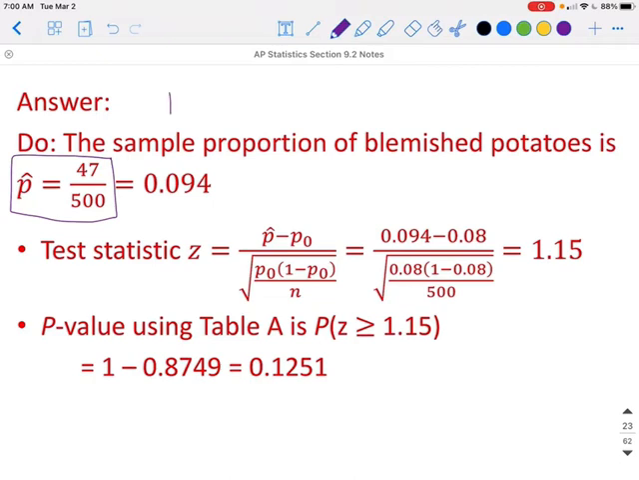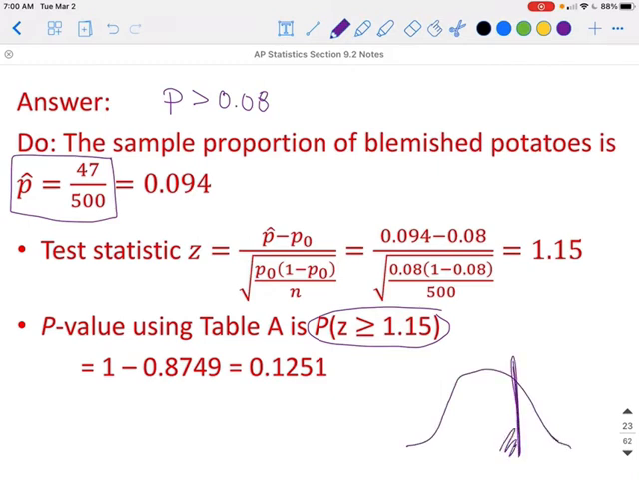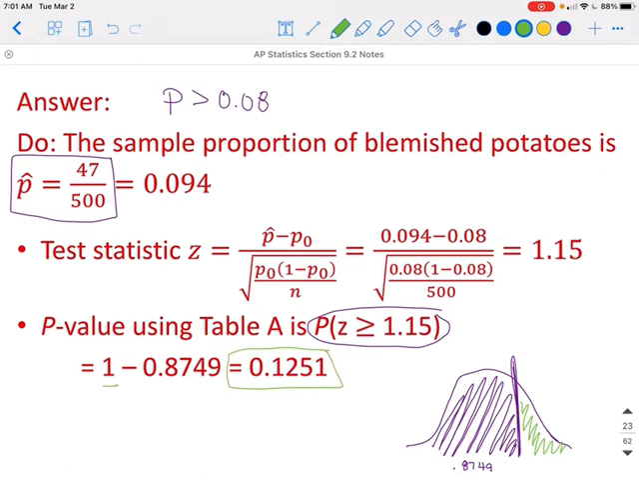Now we are looking for the alternative, which is p is greater than 0.08. So we want to find the probability that z is greater than 1.15. Now remember, on table A, it tells us the area to the left of that z value, or the area less than. So we're actually going to get an area of 0.8749. To find the area to the right of that, the whole curve is 1, so we would do 1 minus the area to the left, and it's going to give us an area to the right of 0.1251.